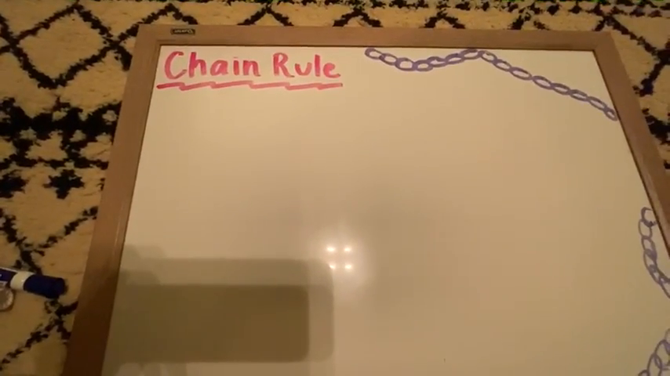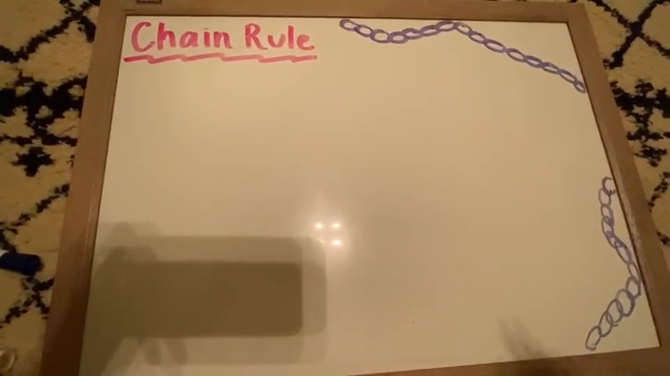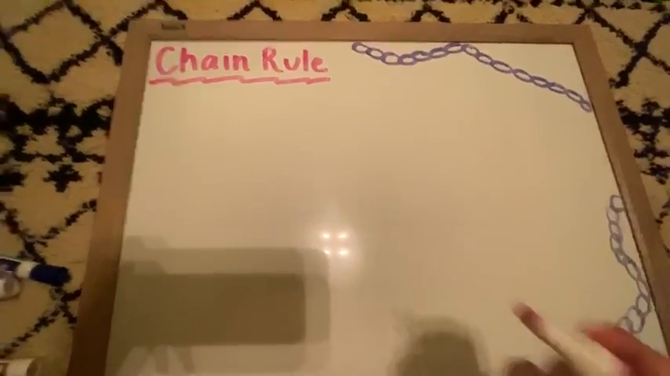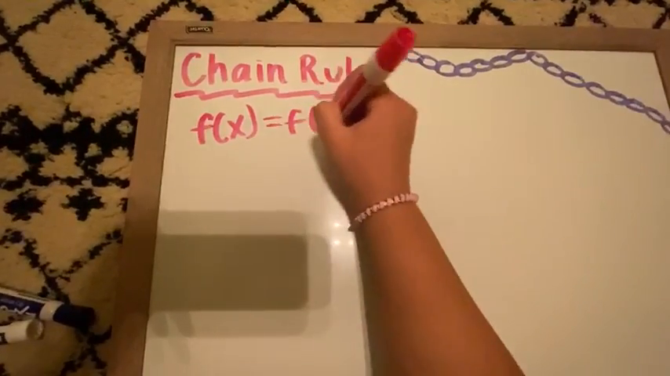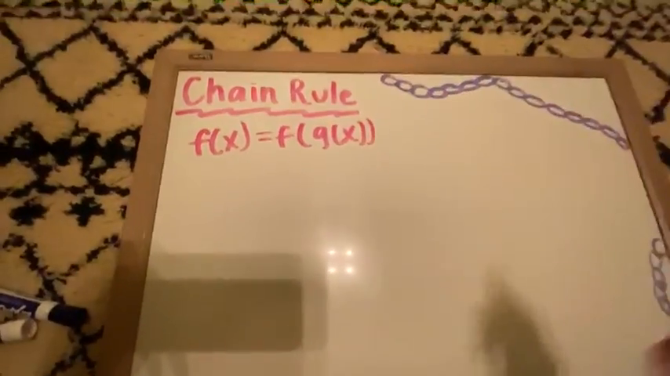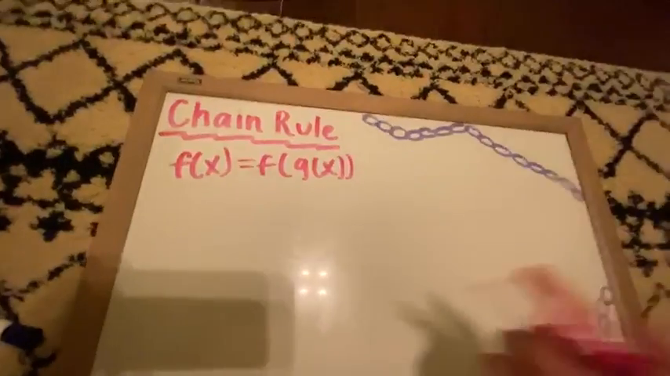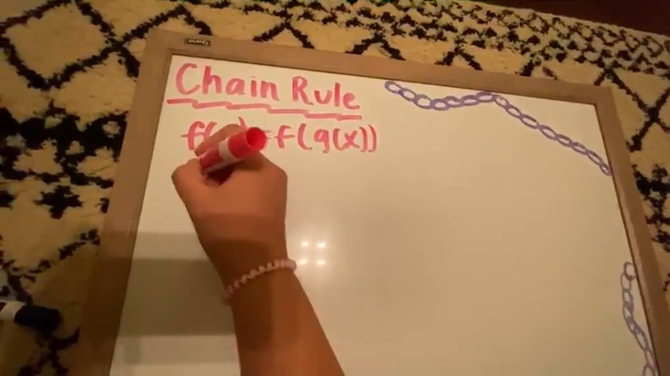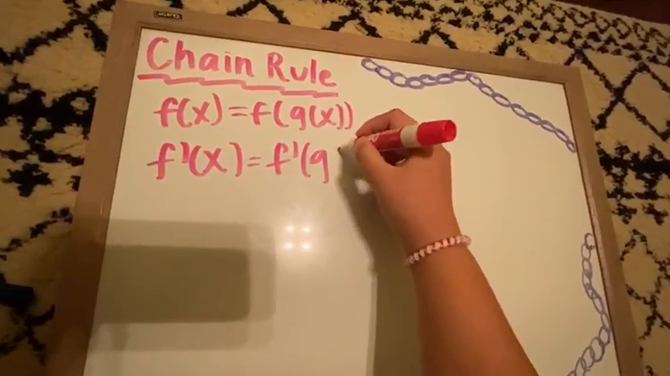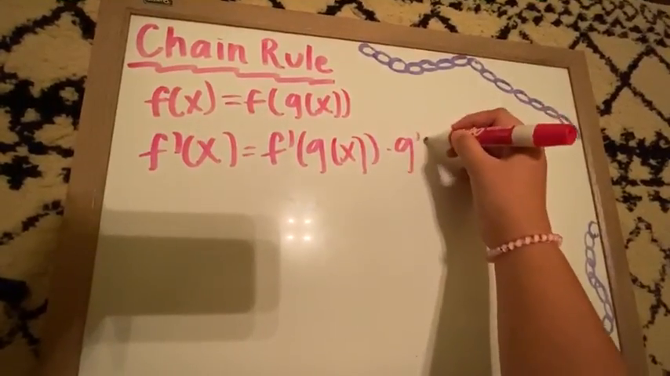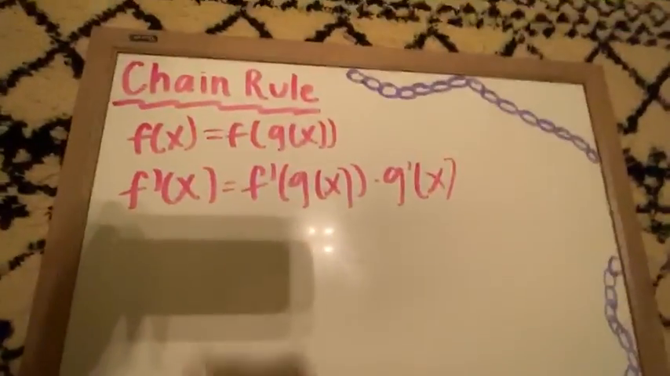If you have a function that has components f and g, and they're both differentiable, and f of x is a composite, which would look like this, then the derivative of f of x is given by the product of f prime of g of x times g prime of x. So that is the chain rule.